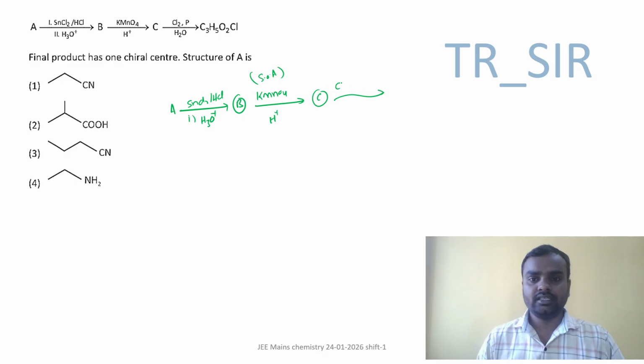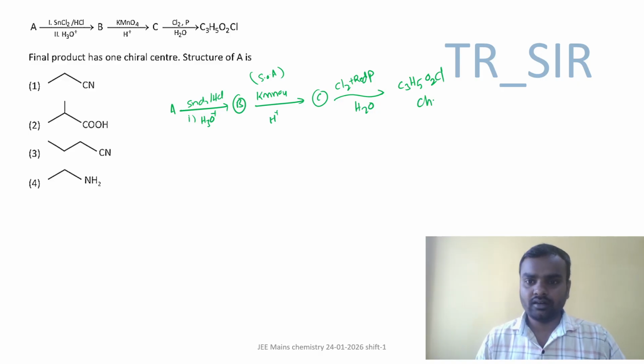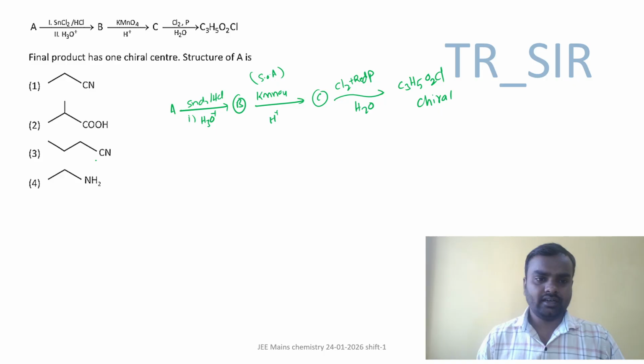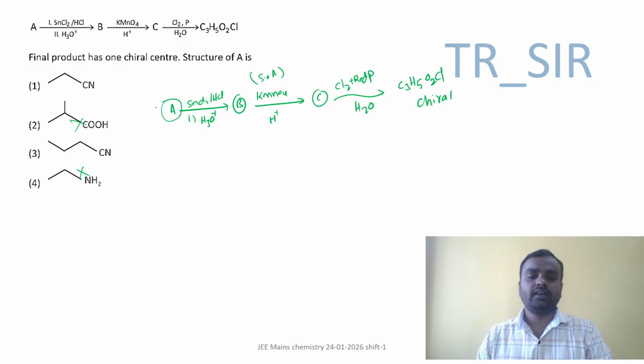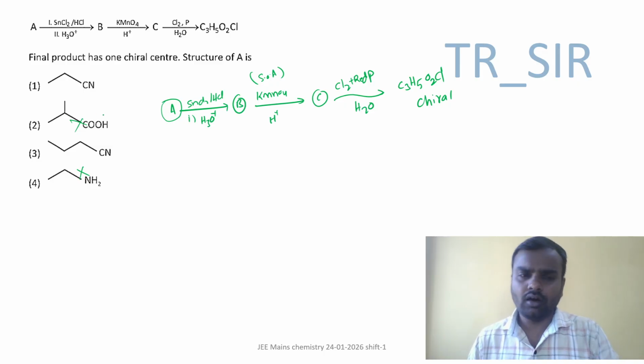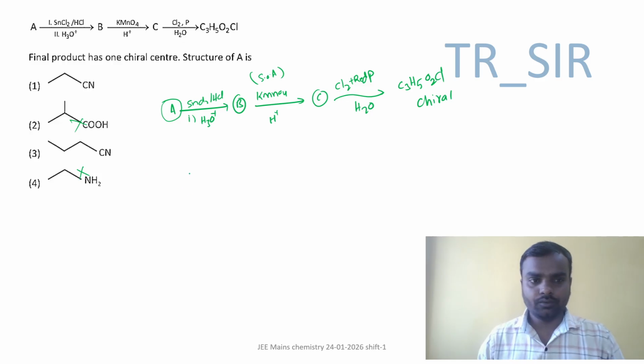Now, if you treat C with Cl2 plus red phosphorus, followed by hydrolysis, you will get C3H5O2Cl. This particular compound is chiral, with one chiral center. Here, three carbons are there. Definitely the fourth option as well as the second option cannot be A. They're asking which of the following can be A, so the options must be either one or three. Let me try the first option to see whether it works.